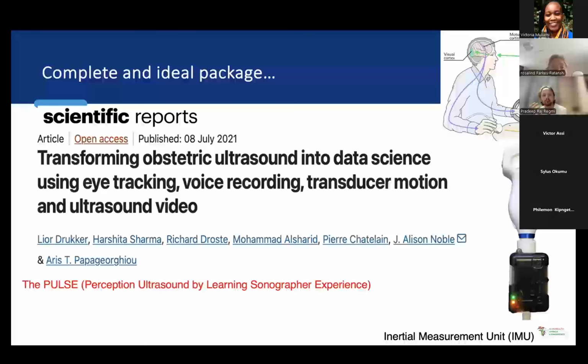The ideal package of obstetric ultrasound could integrate eye tracking, voice recording, transducer motion, and ultrasound video. So all this compiled, like what the radiologist looks at in the ultrasound image while looking at the head of the fetus and how the probe is moved in accordance with the visualization of the image. That must be an ideal setup for artificial intelligence to build a model.